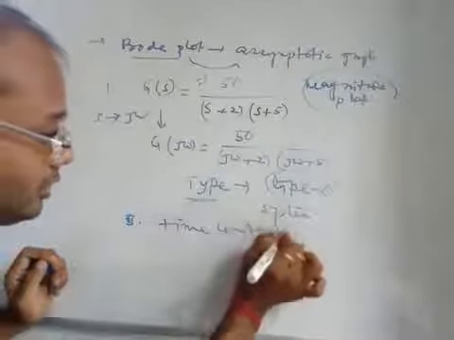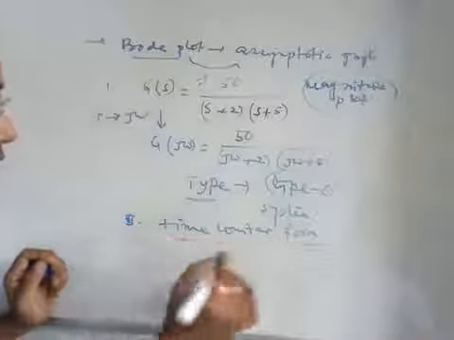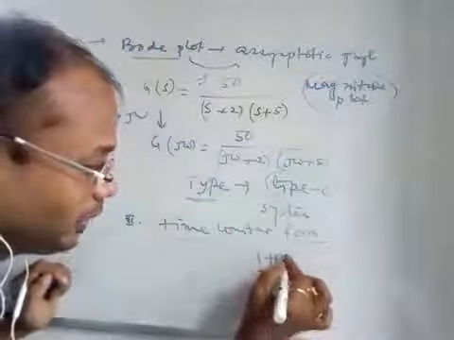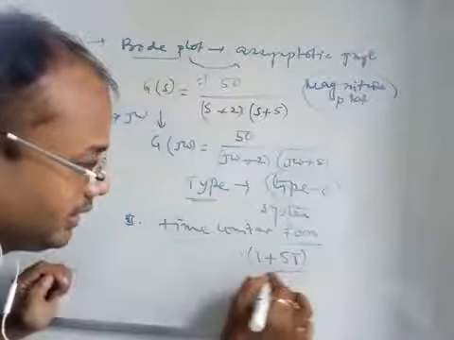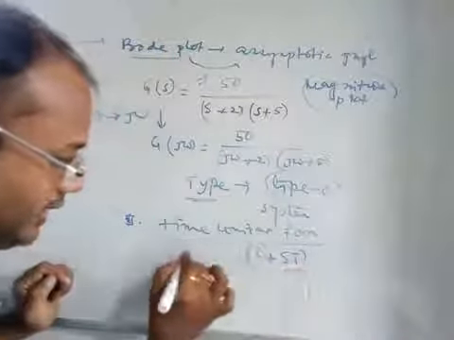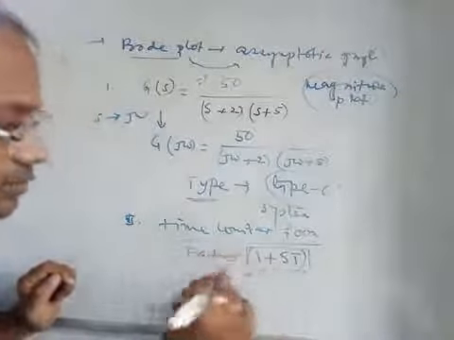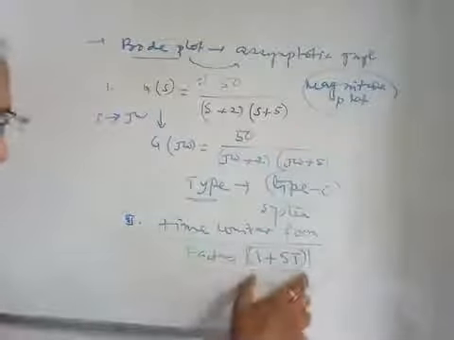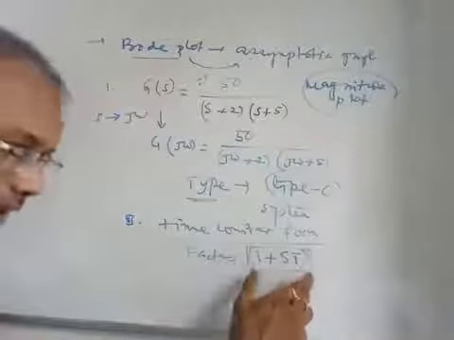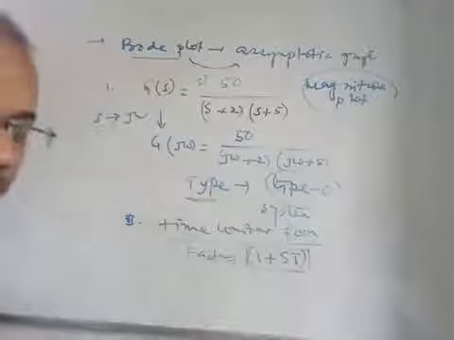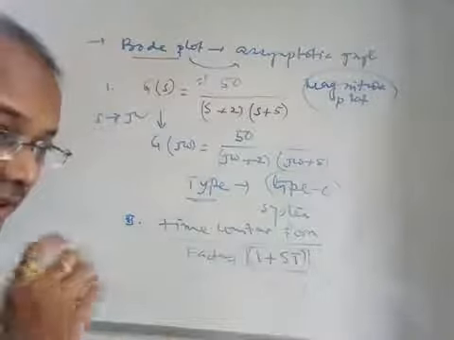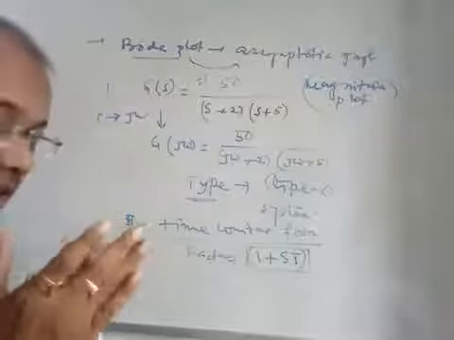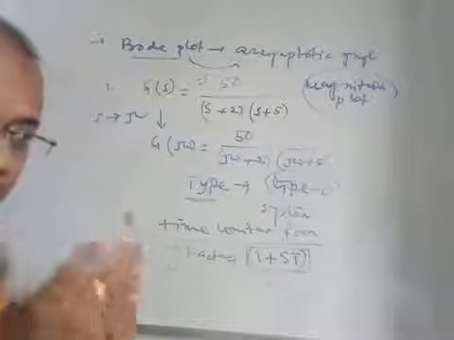Time constant form means, from the time response analysis, any system function is expressed as any first order factor, that is, 1 plus sT. Once this form is available, the Bode plot is possible, because that is an asymptotic plot, and we are getting the frequency domain analysis through the Bode plot.